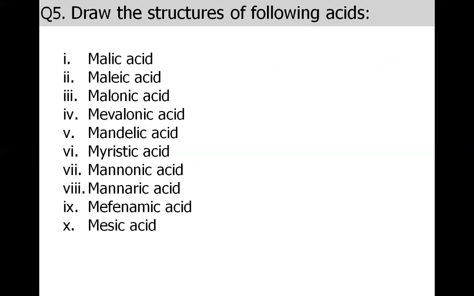Question 5 says draw the structures of the following acids. We have 10 acids, and basically the reason for asking this question was just to ensure that we know very closely named acids in our organic chemistry. If you look at compound 1 and compound 2, the only difference is the letter E. The first one is malic acid, the second one is maleic acid. And if you also see compound 3, it's malonic acid, but compound 4 is mevalonic acid. The only difference is the presence of E and V in between M and A of the malonic to have the mevalonic acid.